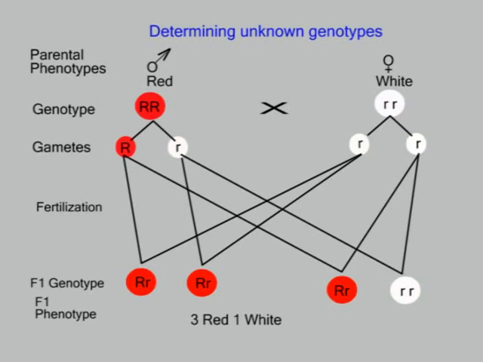A cross between an individual of unknown genotype with an individual of recessive genotype is known as a test cross. A test cross where an offspring is crossed with one of its parents is known as a back cross.